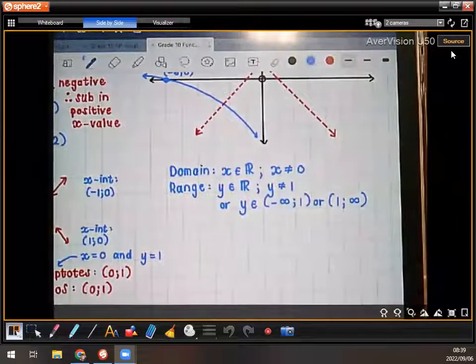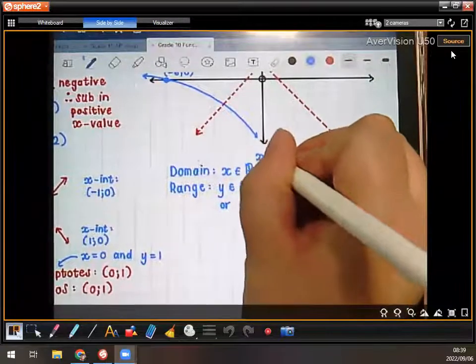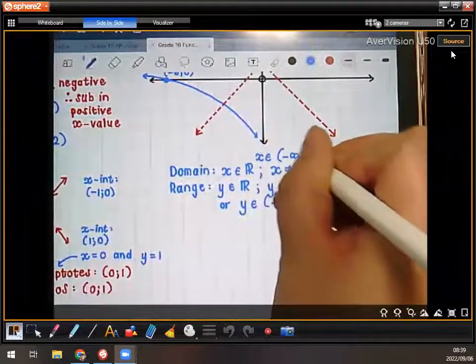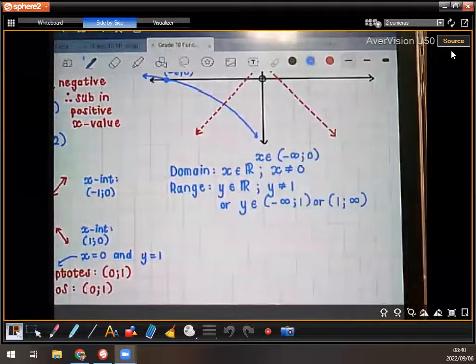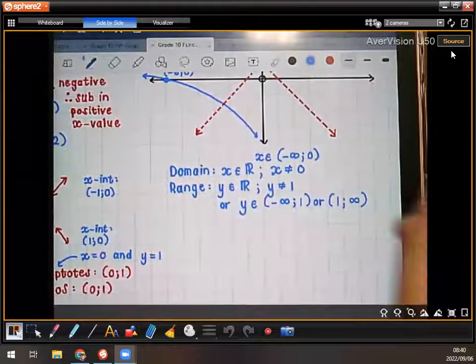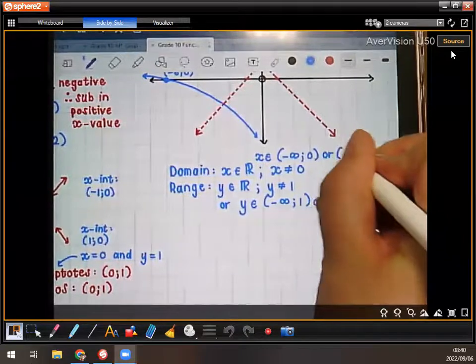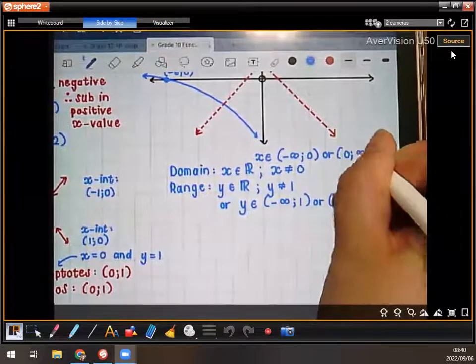You can do the same with the domain. You can say x is an element of negative infinity to 0, right? Not including 0, because that is the asymptote, or from 0 to infinity.